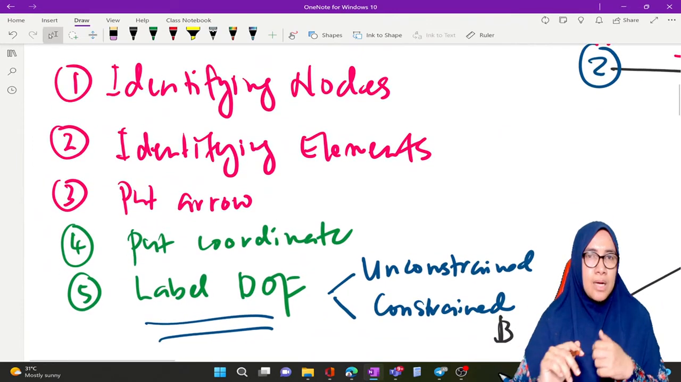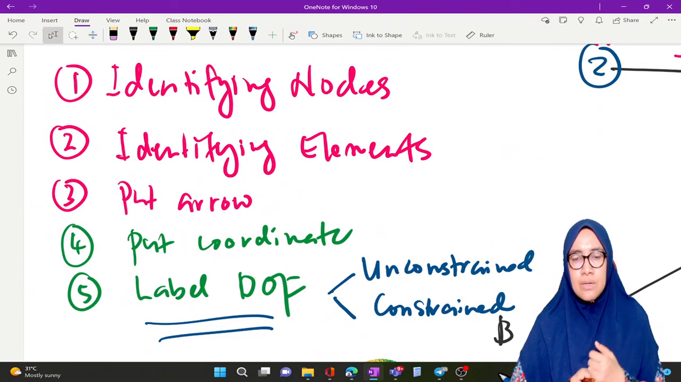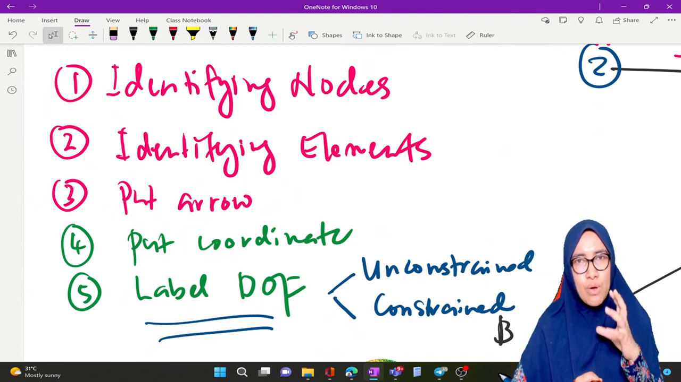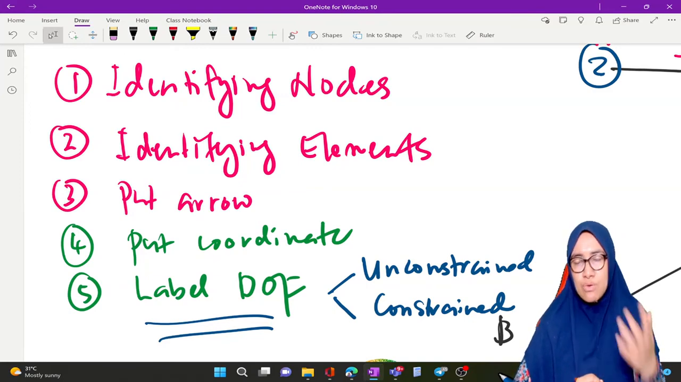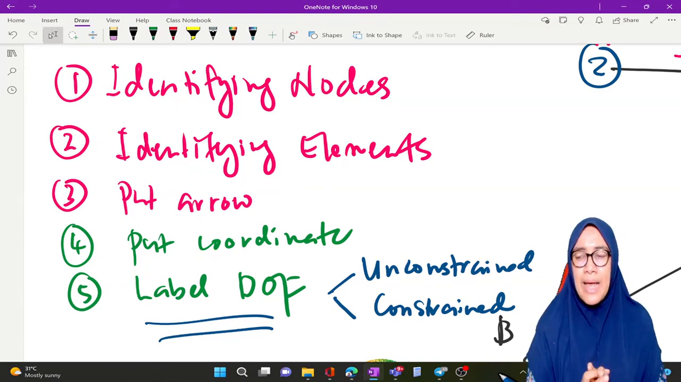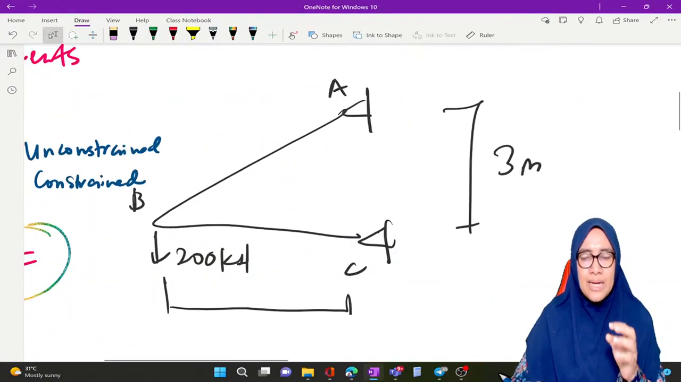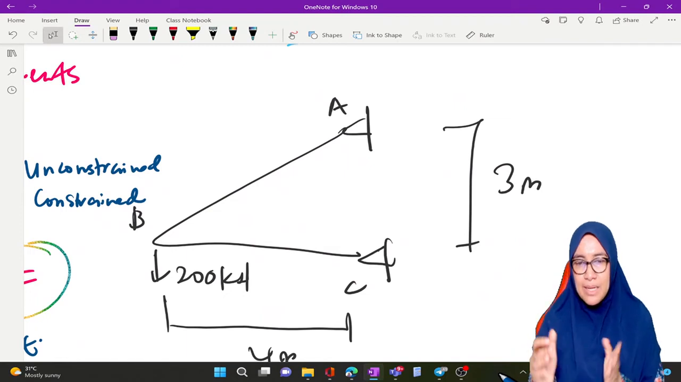Okay, under number 5, make sure you have understood all these 5 things. The most important thing that you need to understand is about degree of freedom, where we need to label according to unconstrained and constrained system. And if we analyze this truss, conventional truss ABC, doesn't matter.